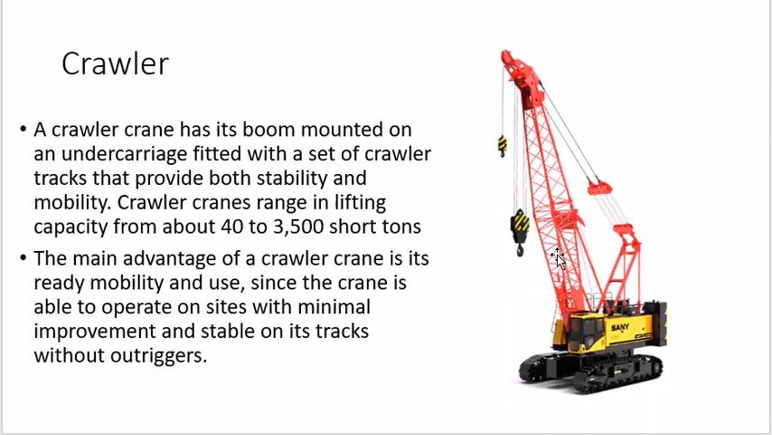So that is the rough terrain crane. Then the third one is the crawler. Crawler cranes, you might have seen them. Instead of tires we are using crawlers here, and you know the advantages of crawlers: they do not sink into the ground, they have heavy traction, they can carry the load easily, and counterweights are already provided there. A crawler crane has its boom mounted on the undercarriage, fitted over here, with a set of crawler tracks that provide both stability and mobility.